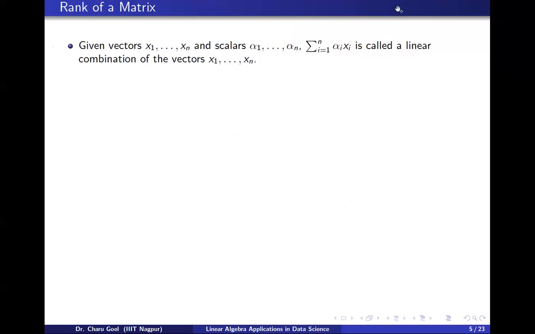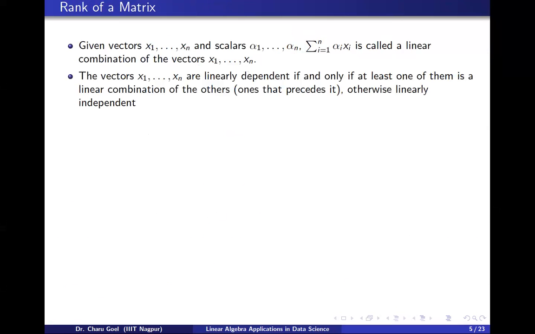Okay. Now given vectors x1 up to xn and scalars alpha 1 up to alpha n, if we take the linear combination alpha 1 x1 plus so on plus alpha n xn, it is called a linear combination of the vectors x1 up to xn. The vectors xi are said to be linearly dependent if and only if at least one of them is a linear combination of the others. That is, let's say x1 is equal to alpha 2 times x2 plus so on plus alpha n times xn. Otherwise, they are called linearly independent. Another equivalent way of saying this mathematically is that the linear combination alpha 1 x1 plus up to alpha n xn equal to 0 implies each of the alphas is 0. Then it is linearly independent. If at least one of the alphas is non-zero, then they are linearly dependent.